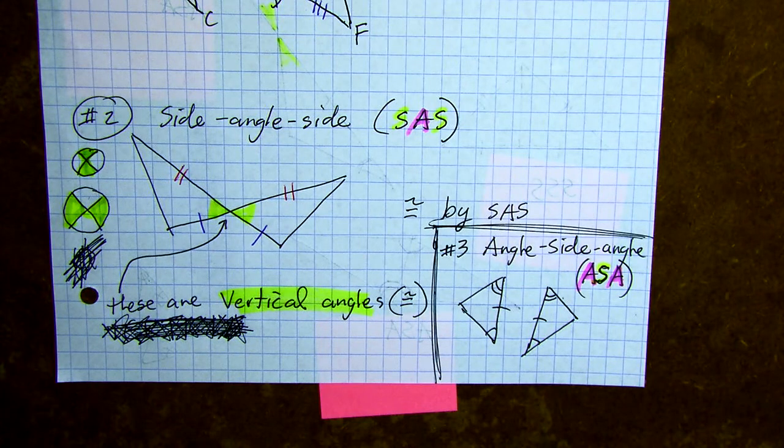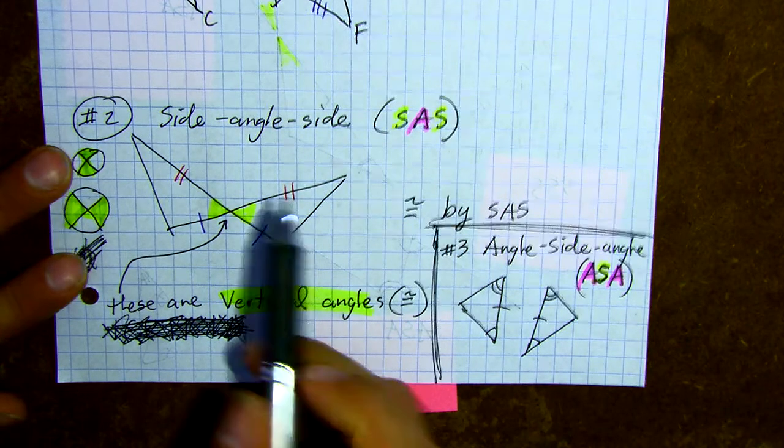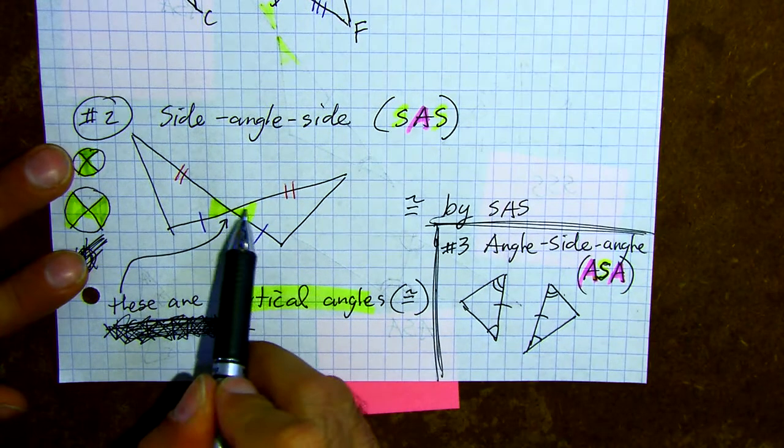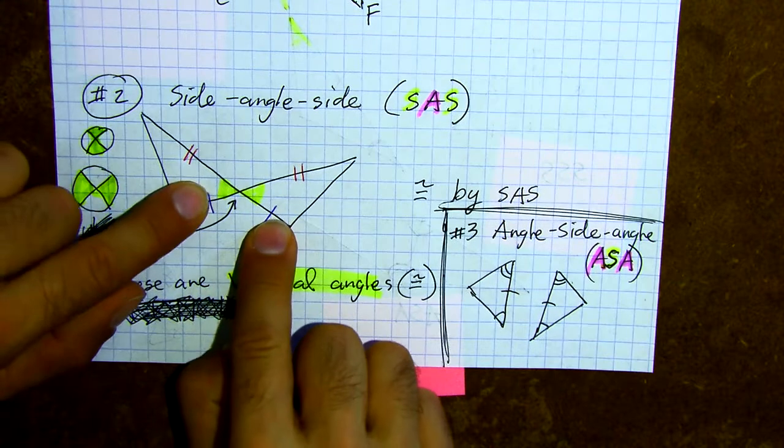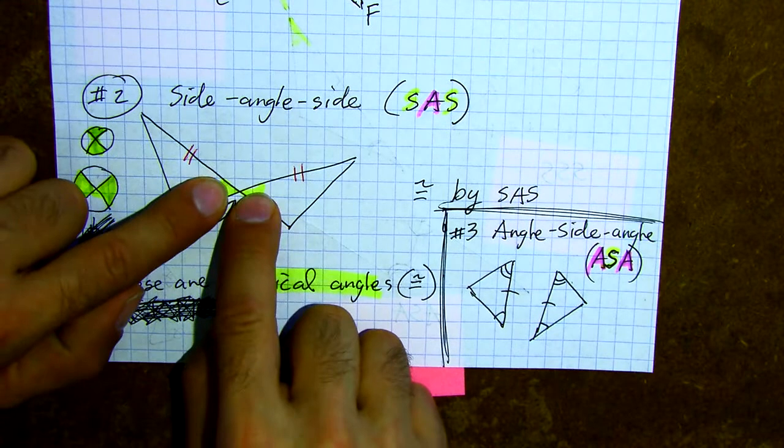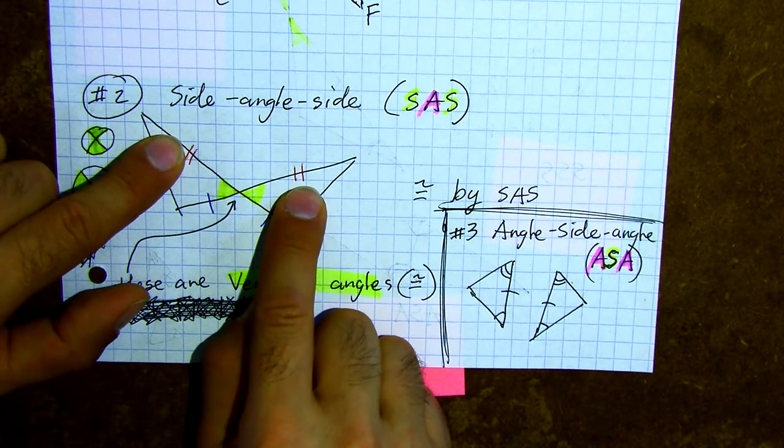That's kind of the key: if you're missing information, it might be that you just have to recognize that you have a vertical angle, so you can count those as congruent. So look what we have here: side, angle, side. You always read it that way.